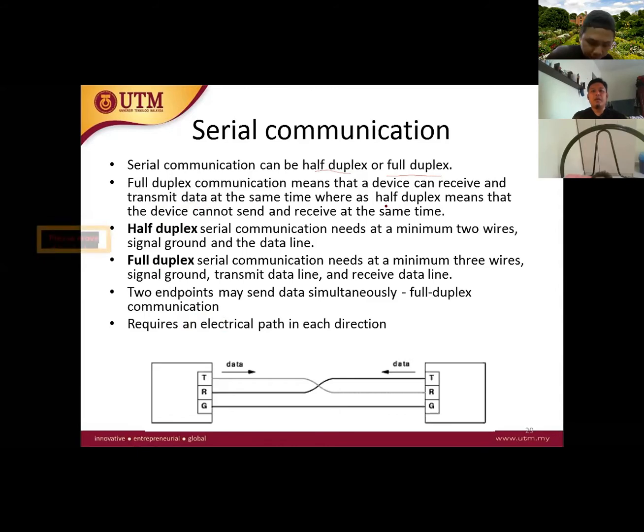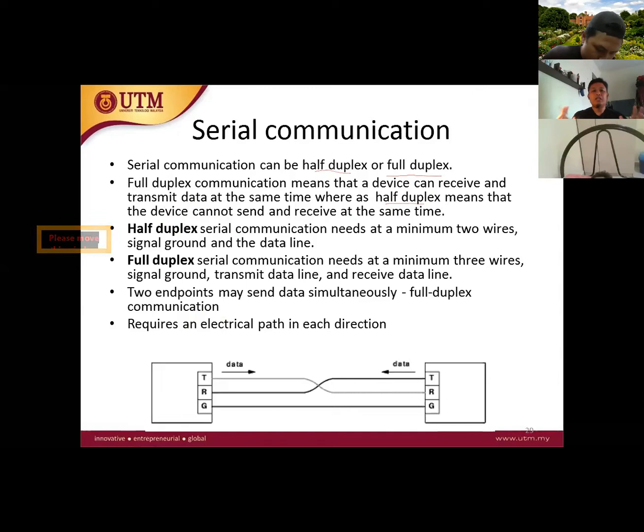But half duplex means that the device cannot send and receive at the same time. So they have to alternate roles. Okay, so we have two devices for half duplex. When device 1 talks, device 2 must listen.